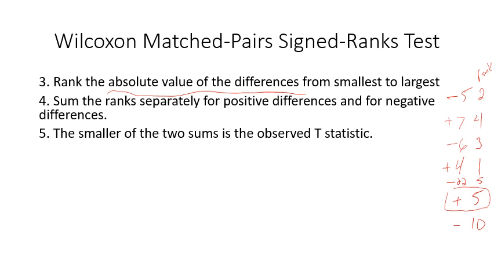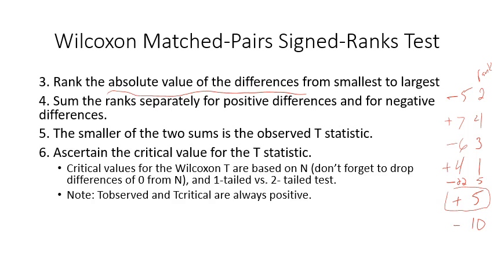You obtain differences, you throw out all zeros, you rank the absolute value of the differences from smallest to largest, you sum the ranks separately for positive differences and negative differences, and then the smaller of the two is your t-statistic. So the only math you have to do is taking absolute values and summing the ranks. Nothing beyond that. Then we need to get the critical value for the t-statistic, which we'll have on the next chart. Critical values are based on n.